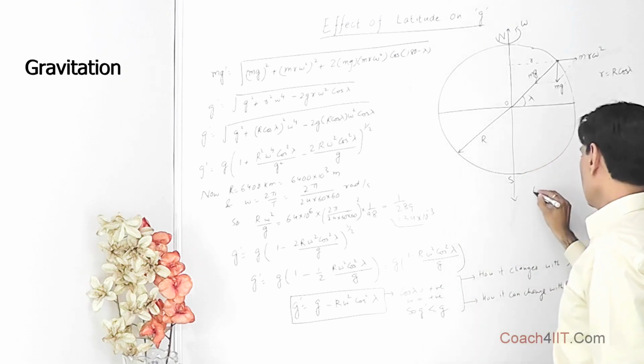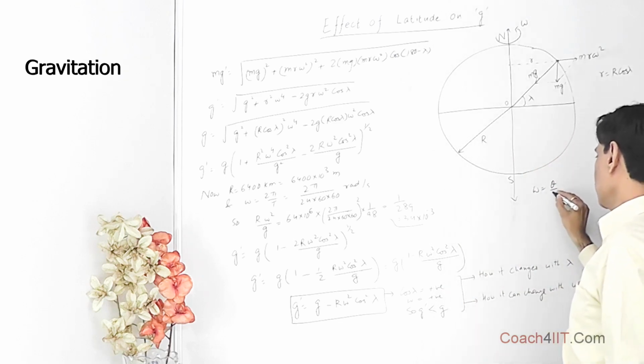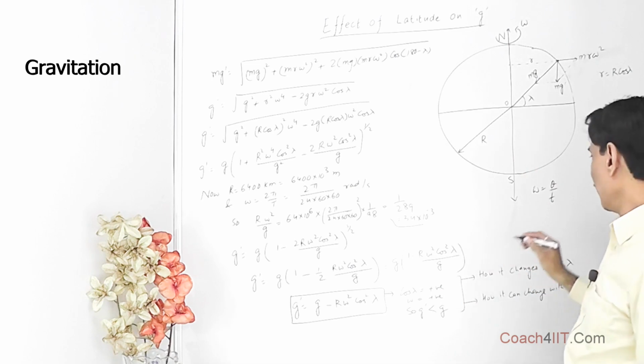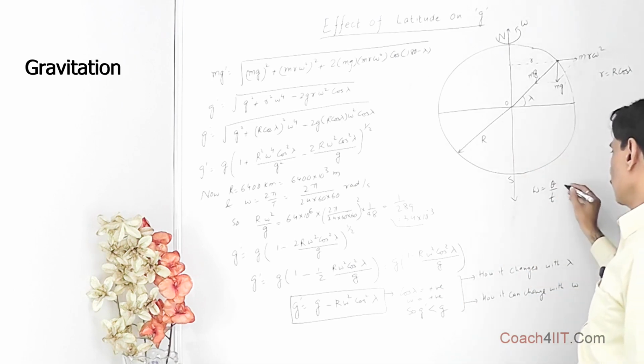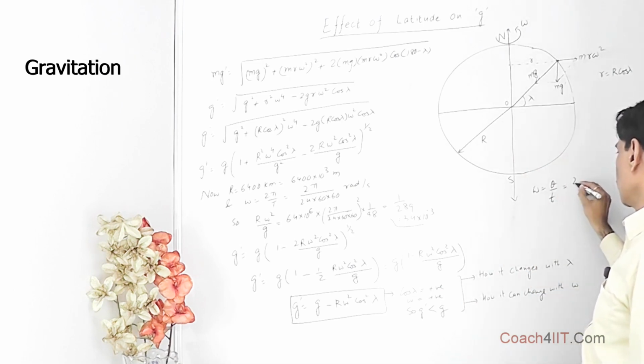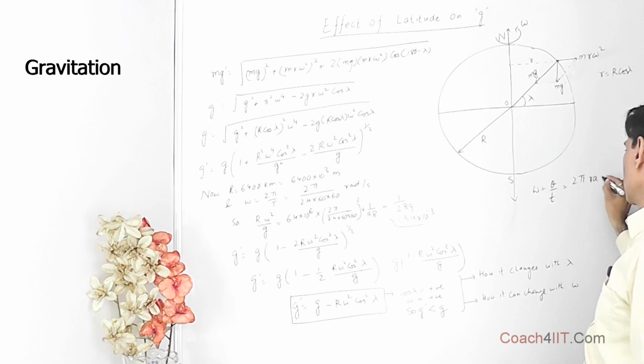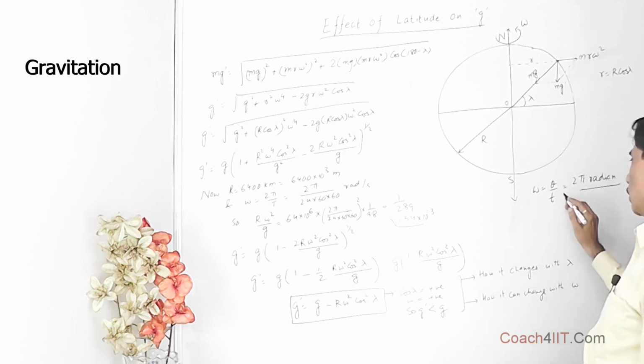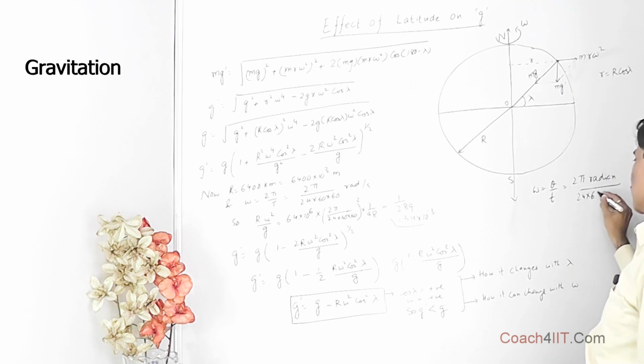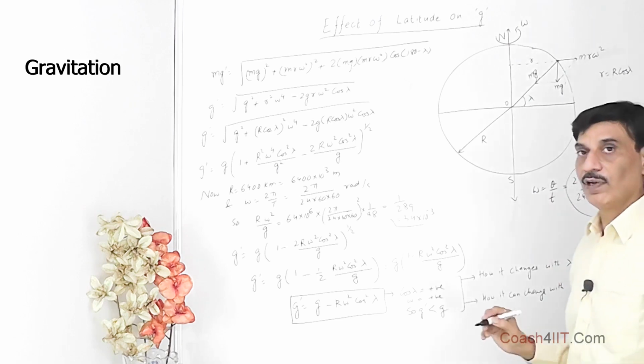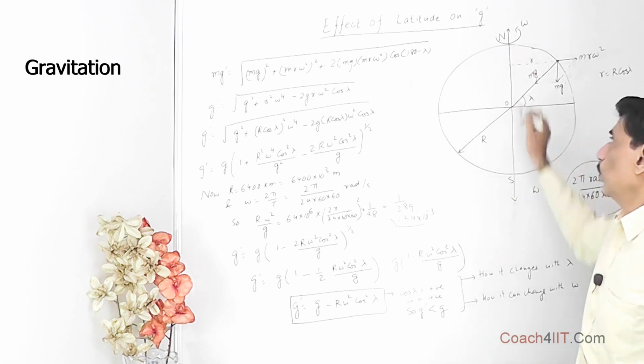We know angular velocity is the rate at which the angle is subtended at the axis. So if we talk about one rotation, one rotation is equal to 2 pi radians, and the corresponding time is 24 hours, that is 24 into 60, that is minutes, into 60, that is seconds. So this much radian per second is the angular velocity of the Earth about its own axis.